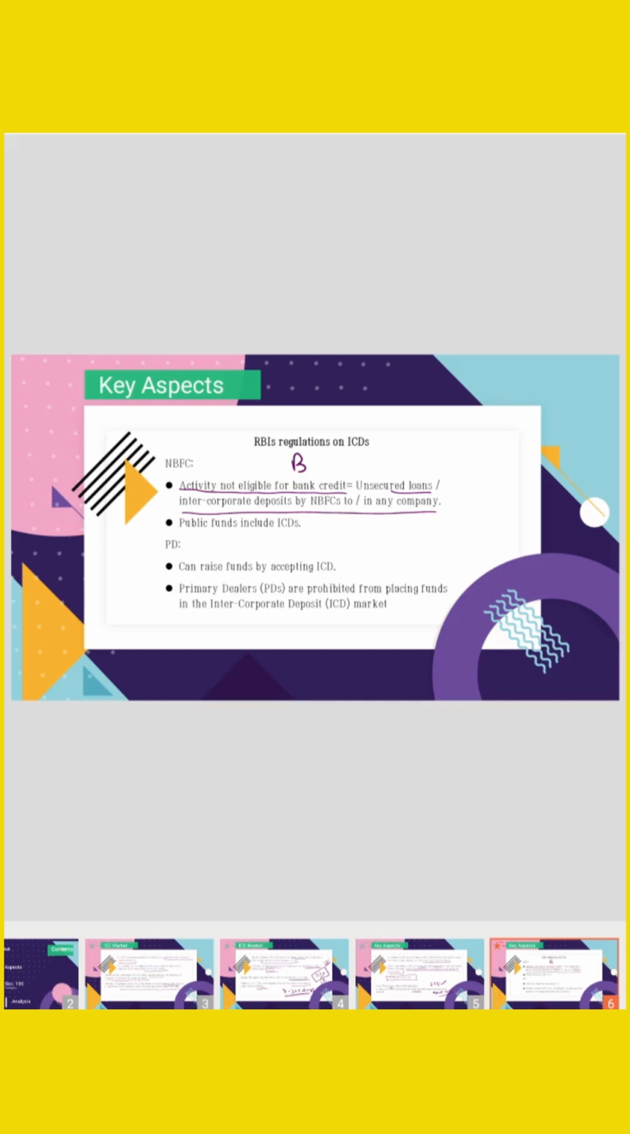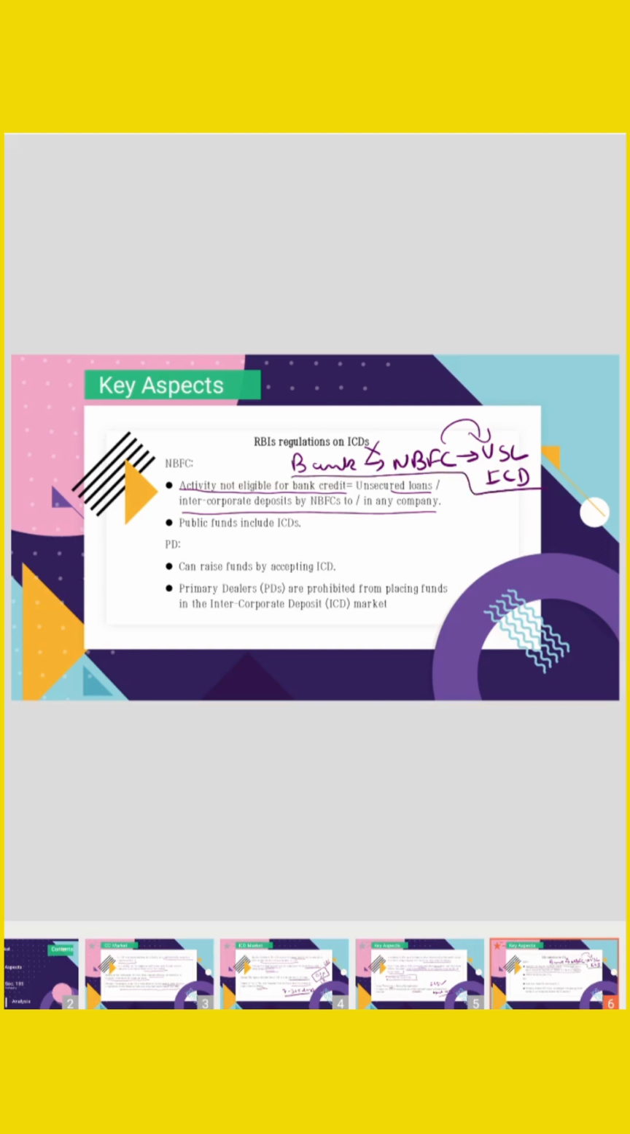For example, a bank is giving a loan to an NBFC, and the NBFC is taking that particular fund arranged from a bank and again disbursing some unsecured loan or giving ICDs, so that is not allowed as such. So if NBFCs are in this business, then banks cannot lend to the NBFC. That will be an ineligible bank credit. So that is the first thing.